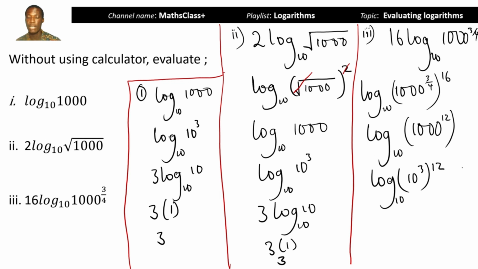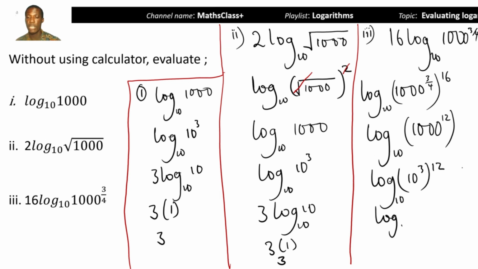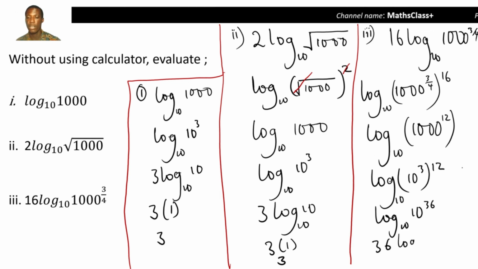That gives us log to the base 10 of 10 to the power 36. So we have 36 log 10 base 10, and that will give us 36. So that's what we have.